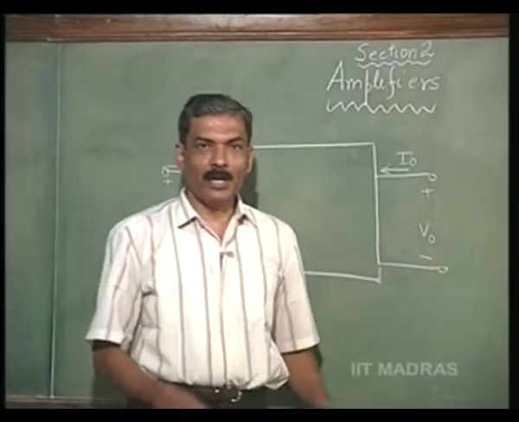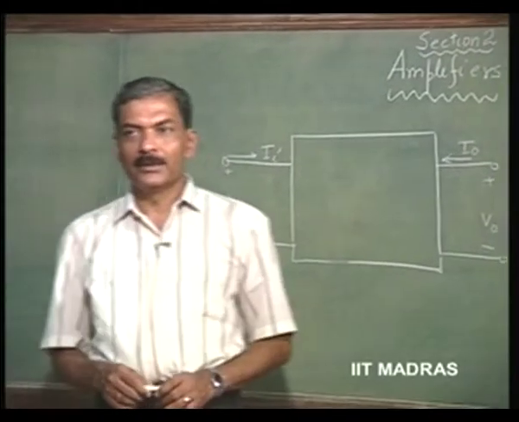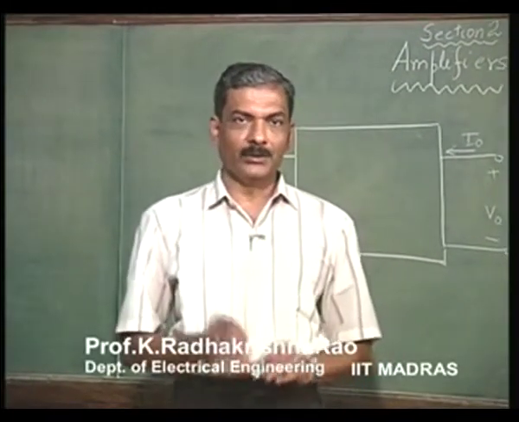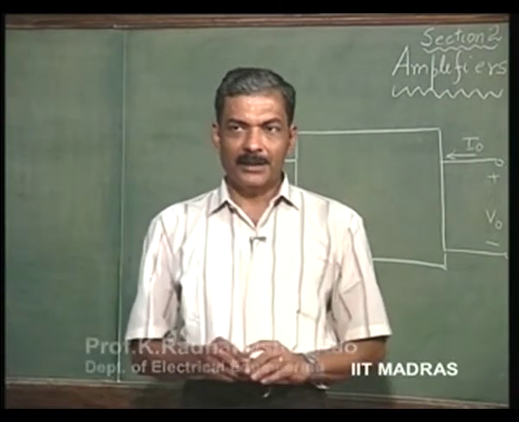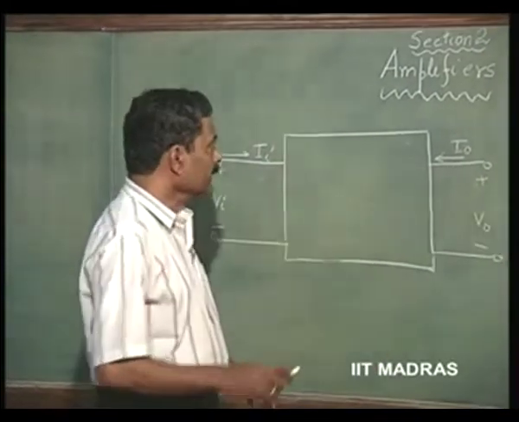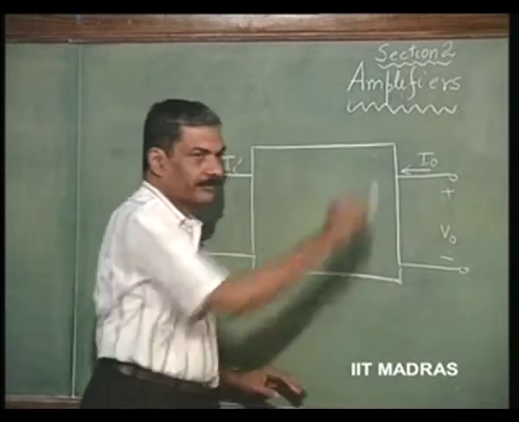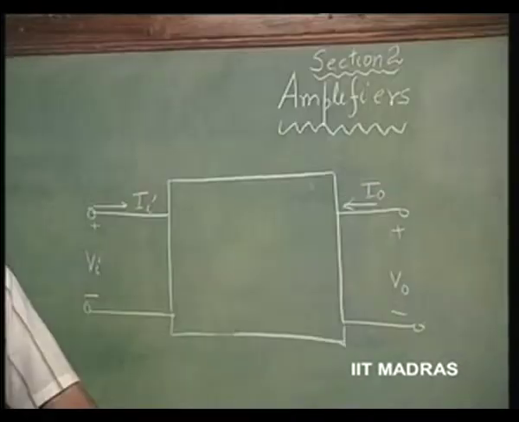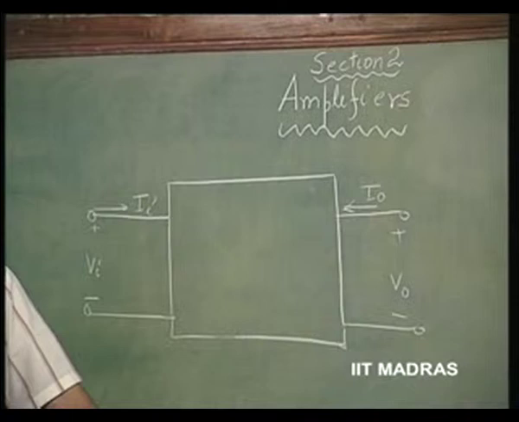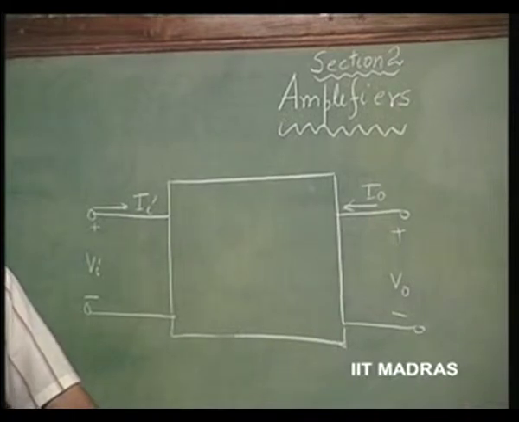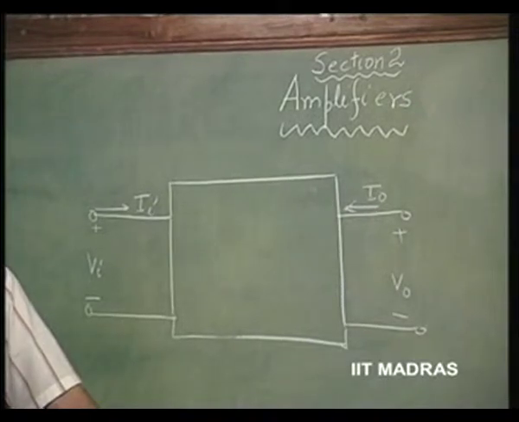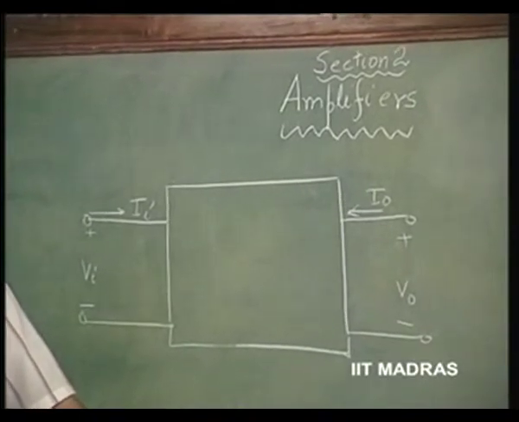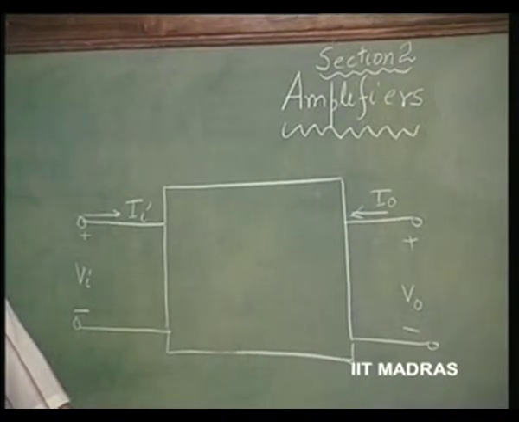In section 1 we had discussed the diode, basically a 2-terminal element. In this section, section 2, we will be discussing amplifiers, one of the important signal processing element blocks. As against the diode, which is a 2-terminal element, this has to be a 3-terminal element.